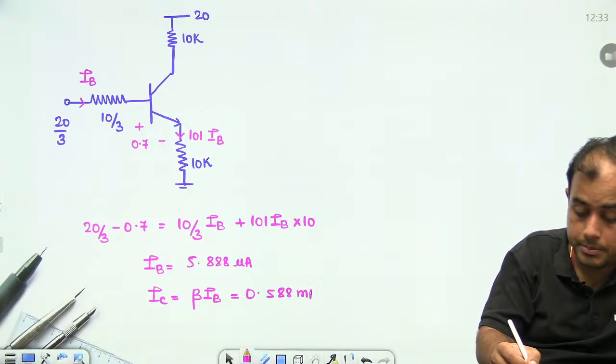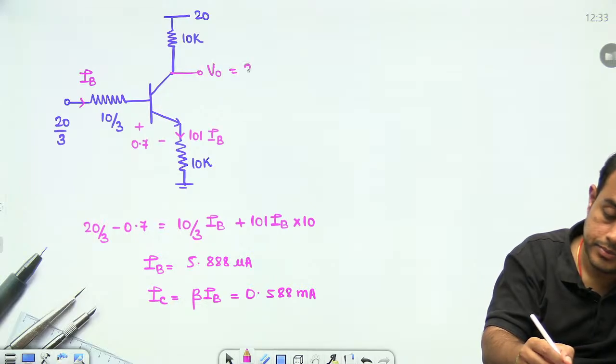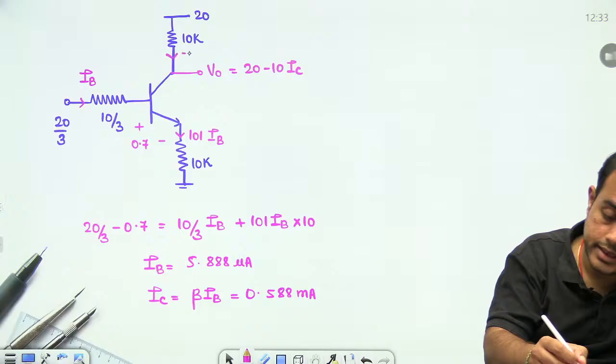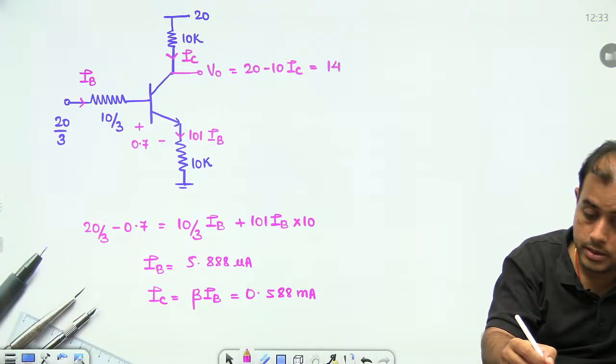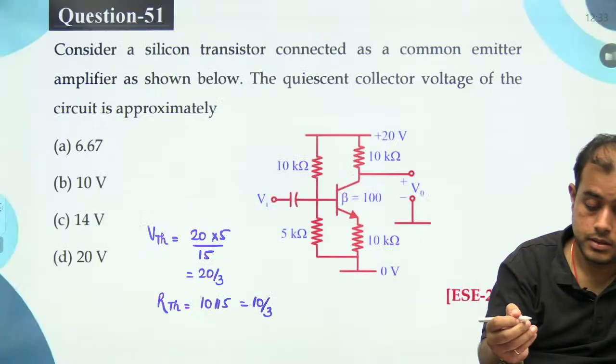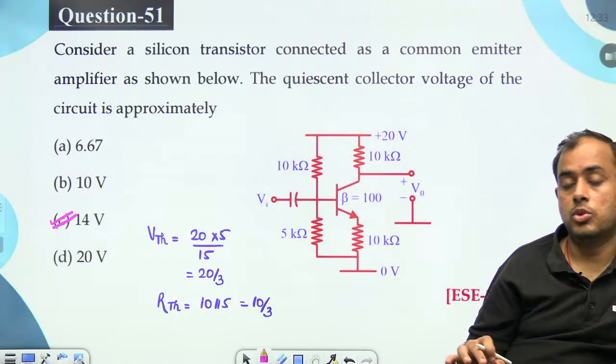0.588 milliampere. V naught is 20 minus 10 IC, 5.88, 14.12. See, answer is 14 volt.